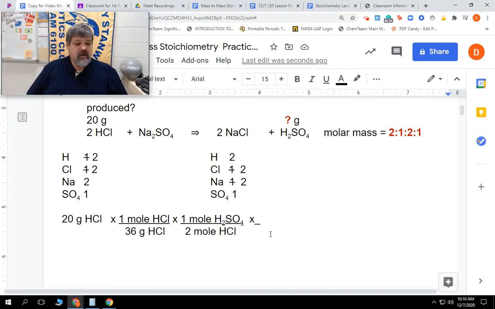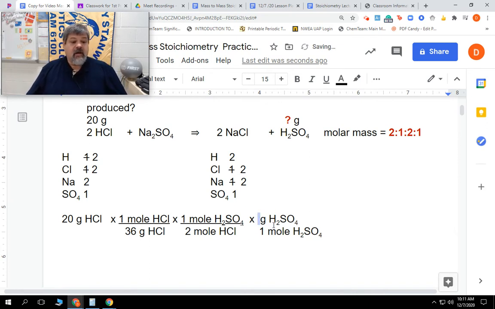And here's our question. So we know that on the bottom, we're going to put down 1 mole of sulfuric acid. So we're going to put 1 mole of H2SO4 on the bottom, and that's going to equal our molar mass, which is going to be grams of H2SO4.